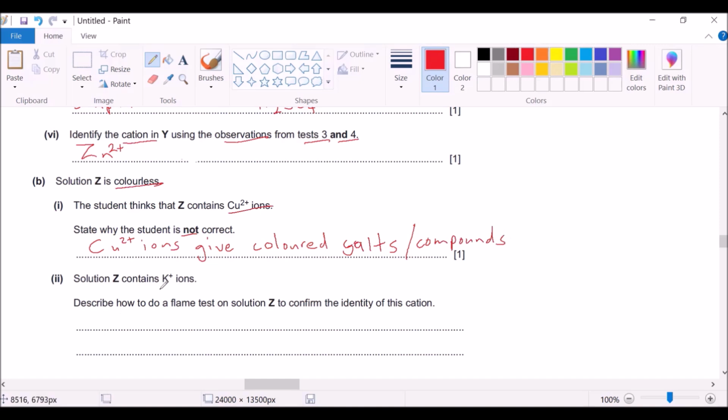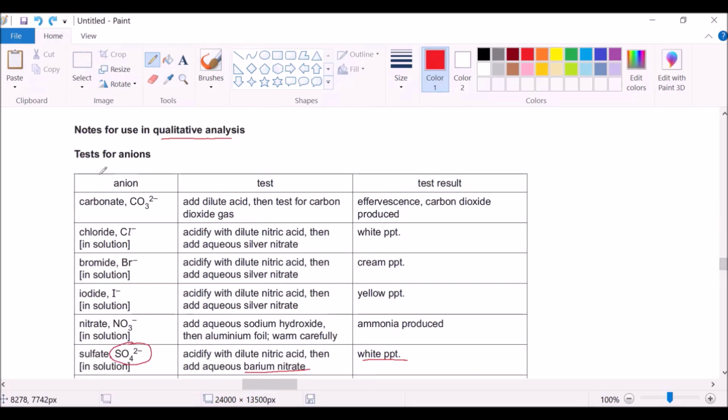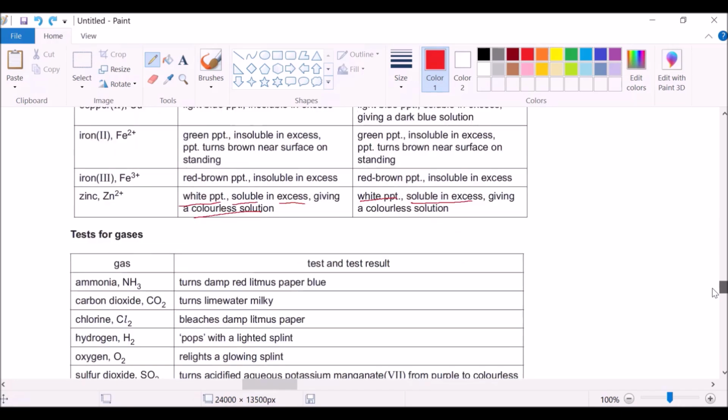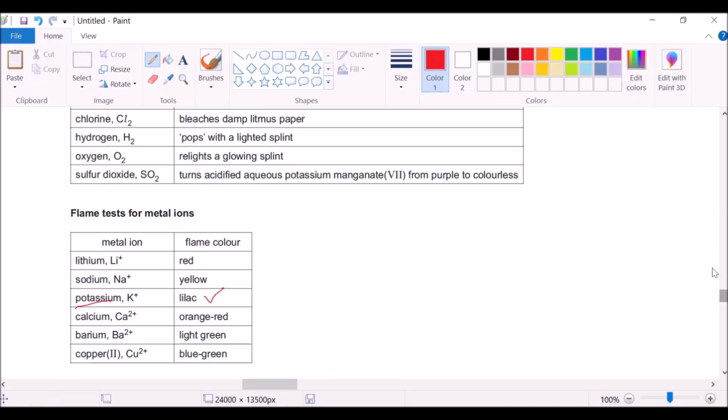Solution Z contains potassium or K plus ions. Describe how to do a flame test on solution Z to confirm the identity of this cation. So this information on flame tests, we also find it on our notes for use in qualitative analysis. At the back of our question paper, we have flame test for metal ions, flame color. So we should refer to this table in the exam. It is always given for paper 3 in combined science and paper 4 alternative to practical.